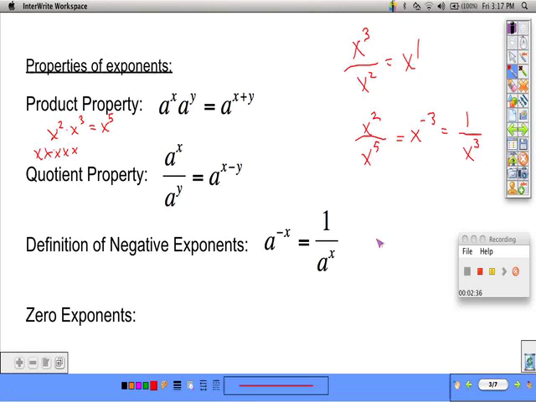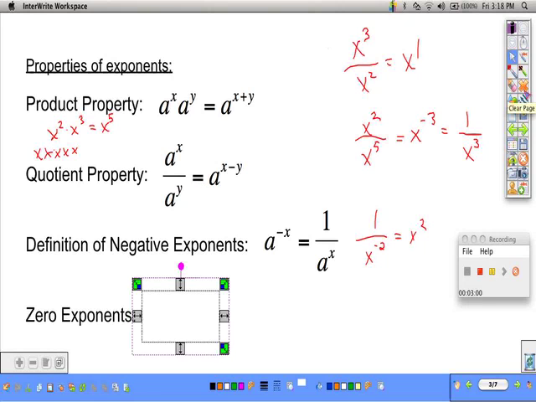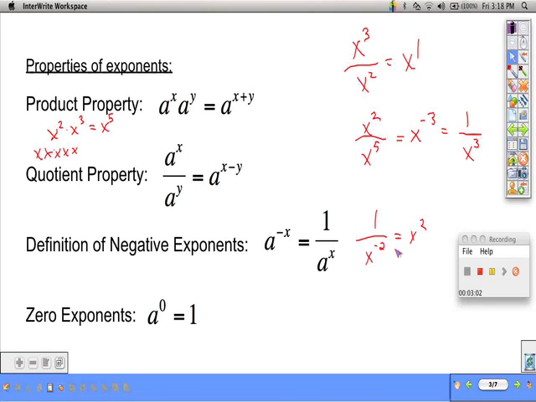Bottom line with this negative exponent, what you can think of that as is negative exponents move things. If I had 1 over x to the negative 2, that becomes x squared. It's taking the reciprocal of that particular term. And this last property says that anything to the 0 power is equal to 1.